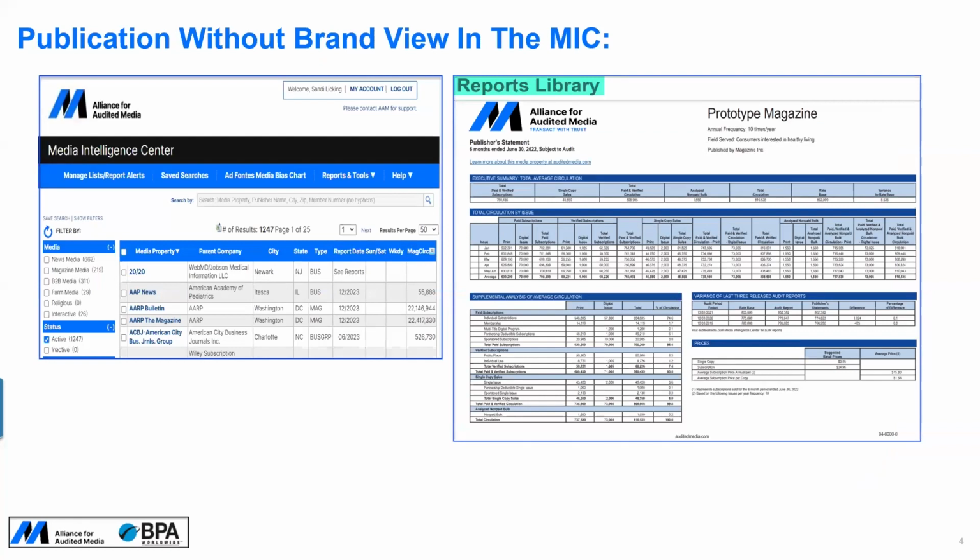So this here is a screenshot of a publication that does not have the BrandView profile fully built out in our Media Intelligence Center. When you go into the Media Intelligence Center and you click on a publication title, you go into the reports library. This is their publisher statement. When you go in the publisher statement, it gives great information about the latest release data that we have out there for the publication.